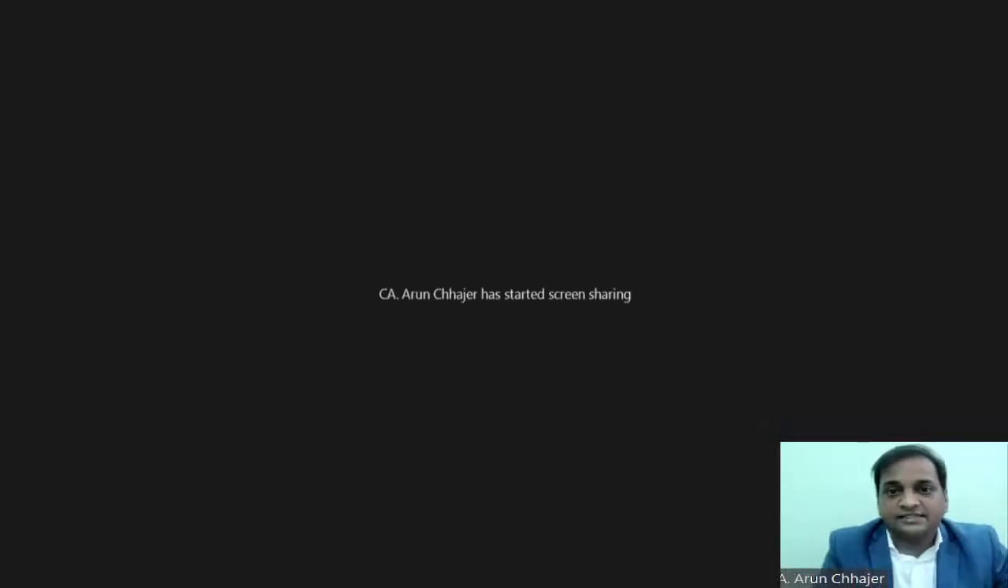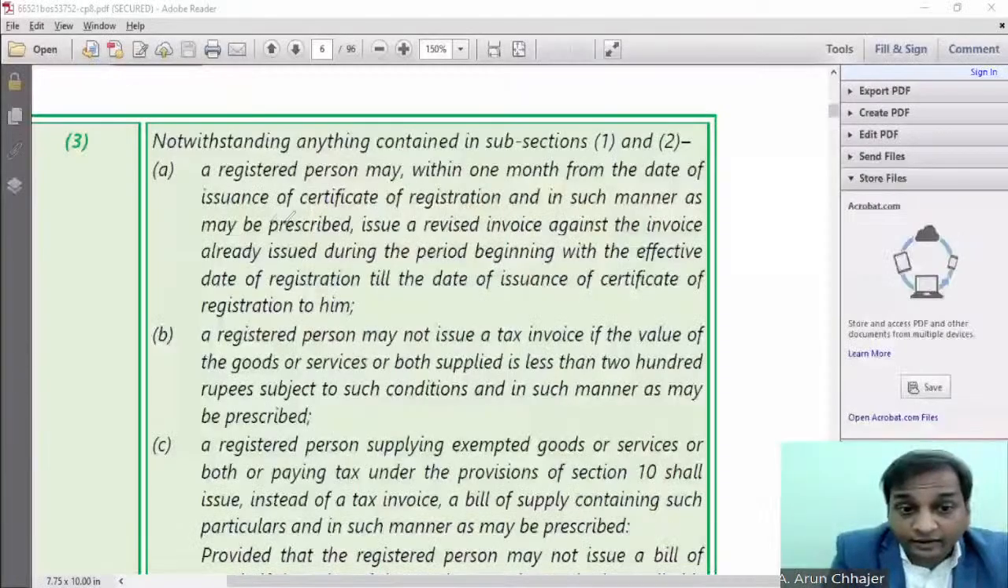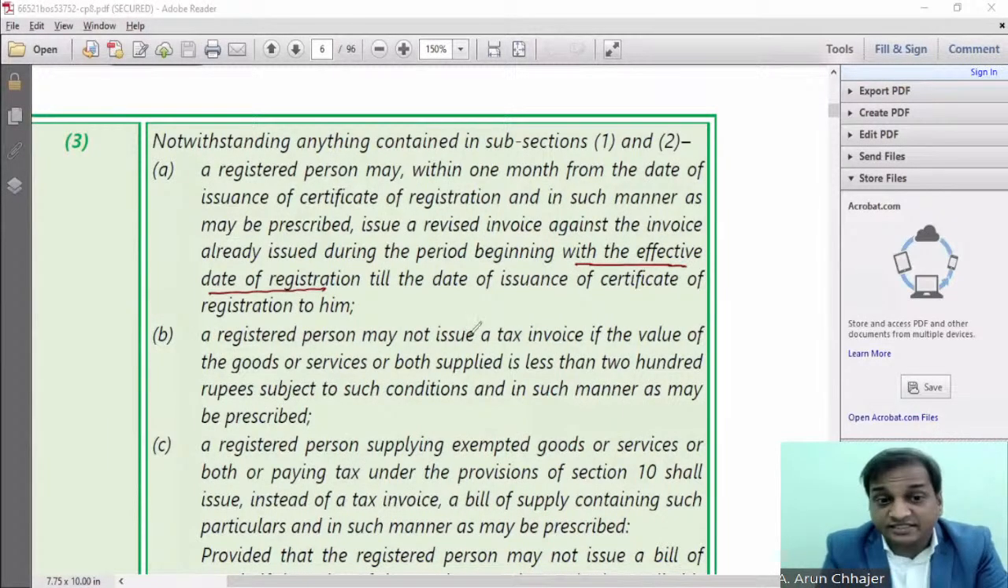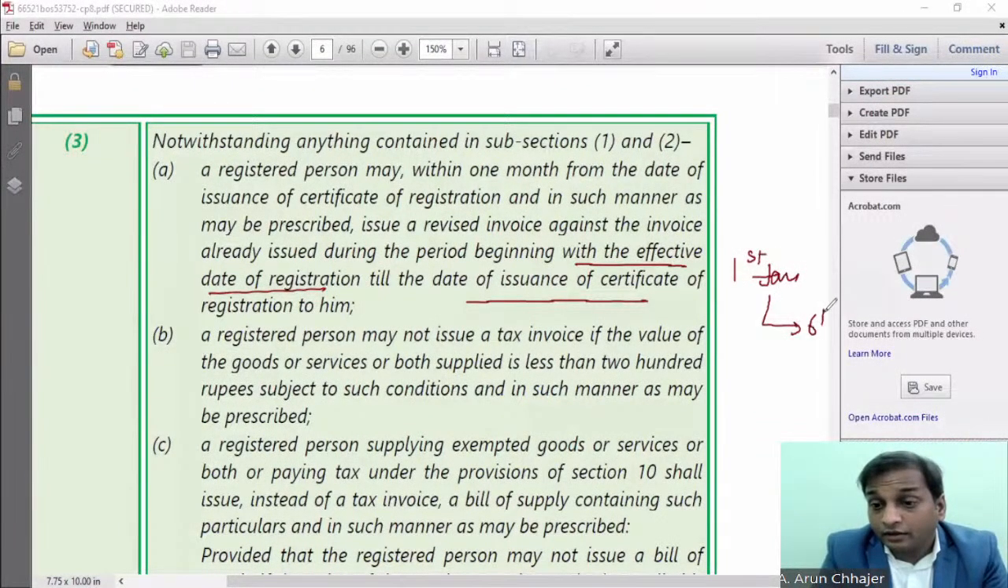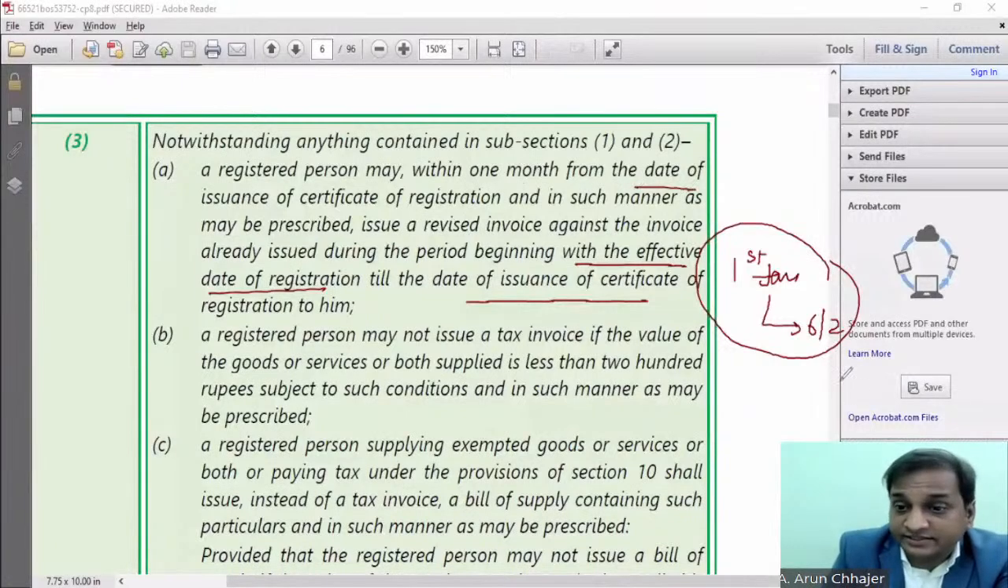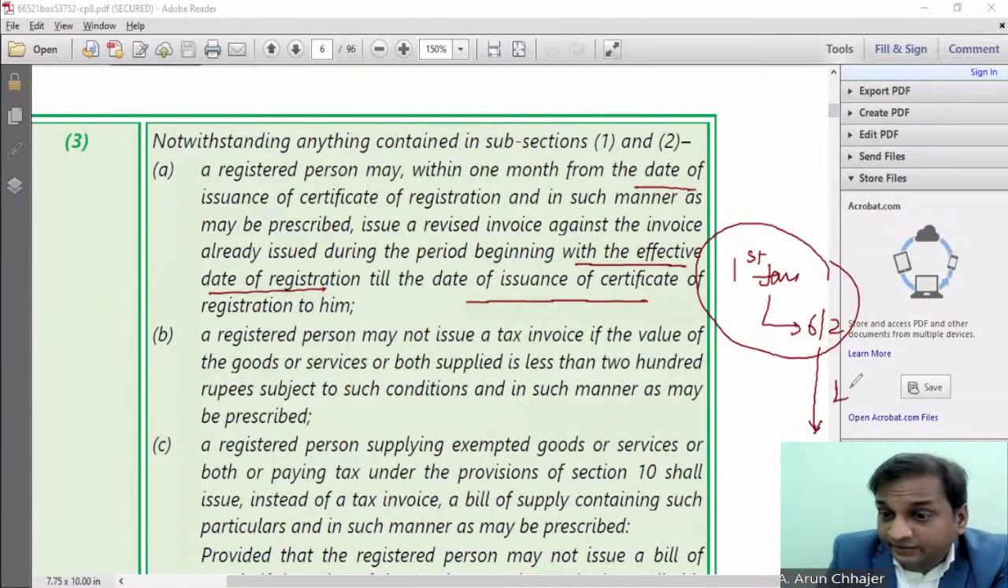Then clause A says that from the effective date of the registration, that is 1st Jan, till the date of the certificate, that is 6th Feb, whatever the invoice I have issued, I will issue the revised invoice from 6th Feb to 5th March. Within 1 month, I will issue the revised invoice.